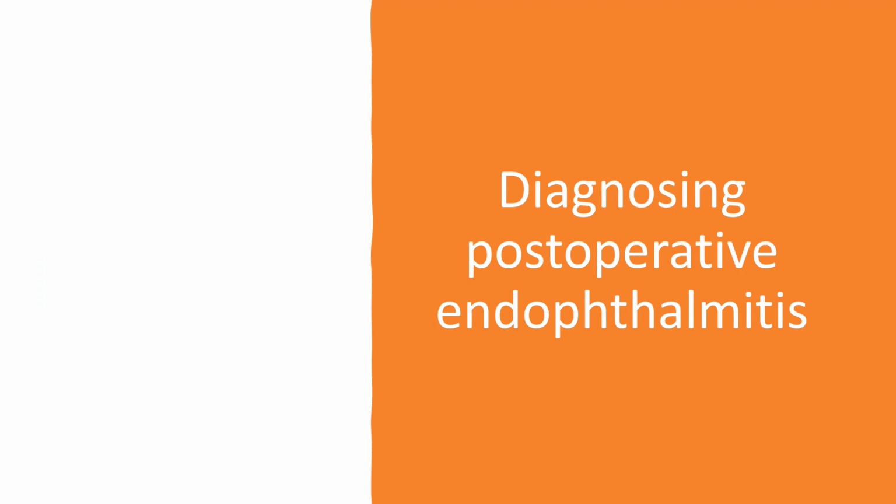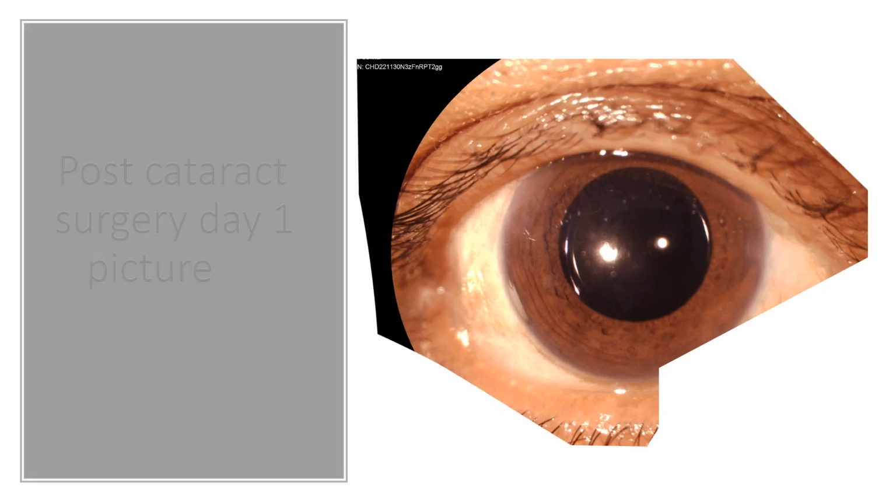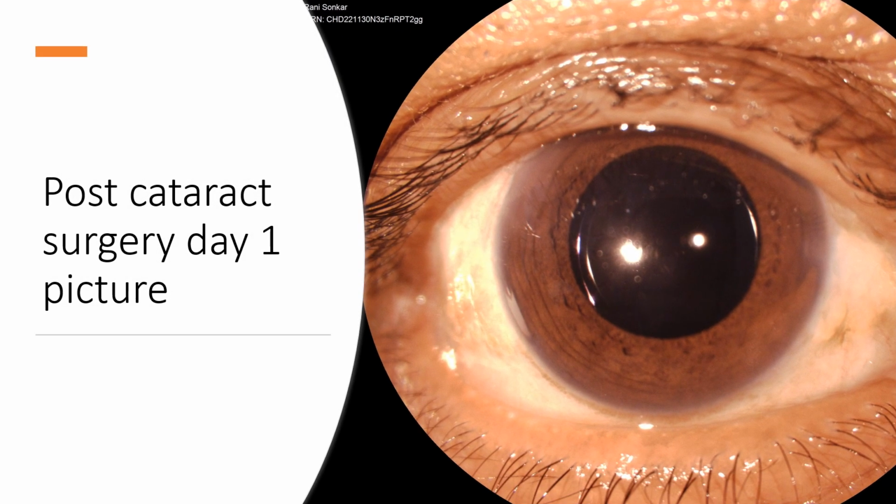So, diagnosing post-operative endophthalmitis. This is what a picture of a good cataract surgery would look like on day 1. You can appreciate the cornea is clear, the anterior chamber appears clear, as you can see the iris pattern very clearly. The pupil is dilated, probably because of mydriatic, and there is an IOL which is centered, and media appears clear.